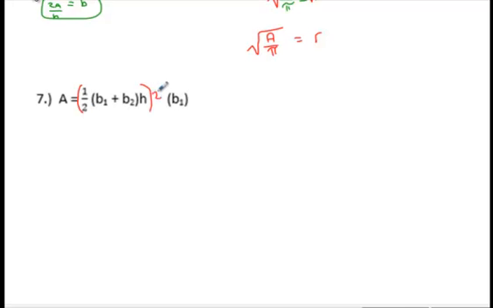Now it looks a little trickier in number 7. The right side had a lot more things going on, but it isn't really. We're just going to do the following. 2 times 1/2 is 1, and 1 times the b sub 1 plus b sub 2 times h is just b sub 1 plus b sub 2 times h. Multiply anything you want by 1, and it's just whatever that thing was. So it's as if the 1/2 just goes away.